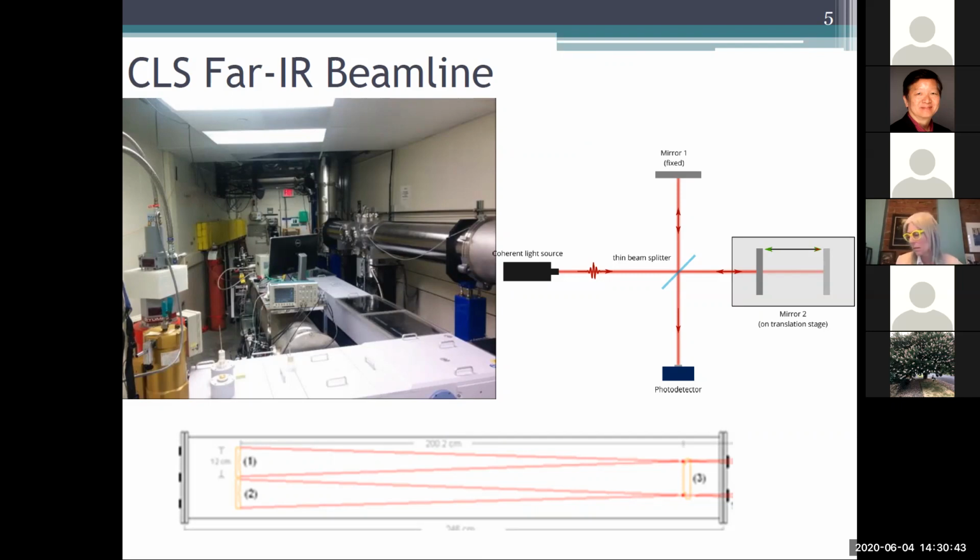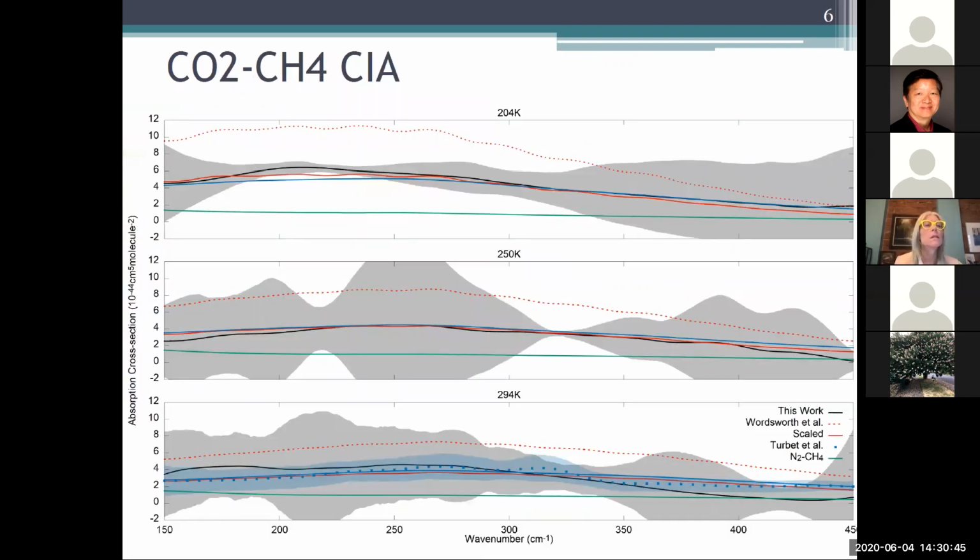So let's go to next slide. So this is the CO2-CH4 CIA that we were able to measure. So we were taking it at 3 different temperatures. The black line with the gray shading is our experimental results. The dotted red line is the Wordsworth simulation that we were trying to validate. The green line is that nitrogen value. As I said, nitrogen was the original proxy used in this story, and so we were including that to show how much stronger this effect actually is compared to nitrogen.